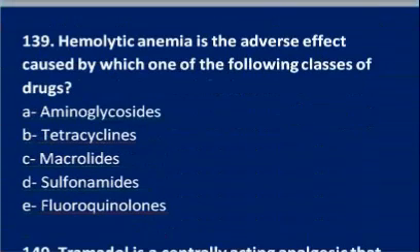Now the ninth MCQ: hemolytic anemia is the adverse effect caused by which one of the following classes of drugs? So classes of drugs are given: aminoglycosides, tetracyclines, macrolides, sulfonamides and fluoroquinolones. Actually among these options, sulfonamides are the drugs that will cause hemolytic anemia as the adverse effect.